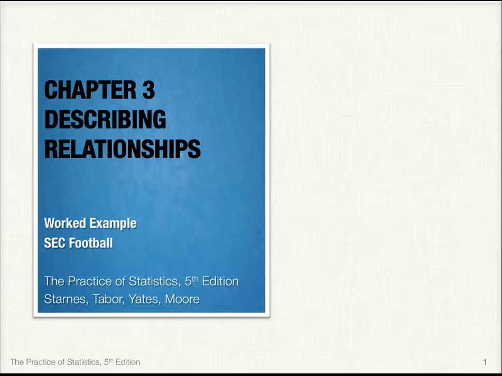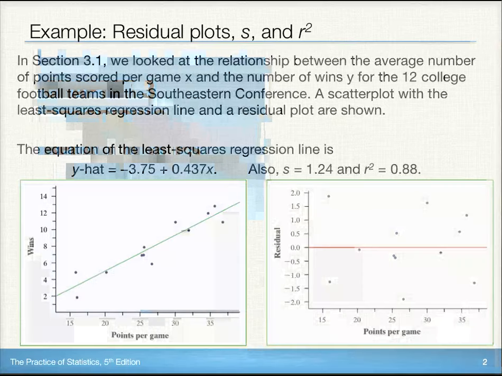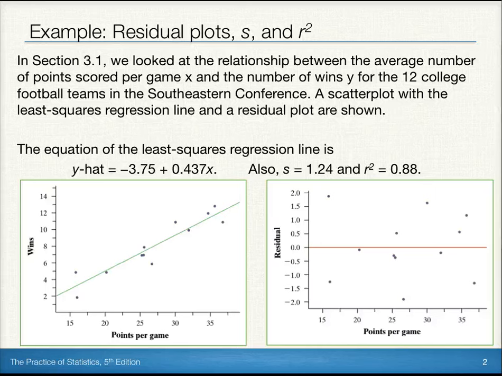In this example, we'll review residual plots, the standard deviation of residuals, and the coefficient of determination. In the first section of this chapter, we looked at the relationship between the average number of points scored per game, x, and the number of wins, y, for the 12 college football teams in the Southeastern Conference. A scatter plot with the least squares regression line and a residual plot are shown below.